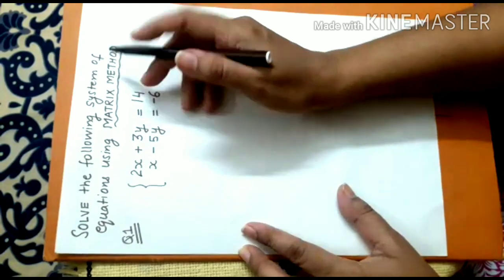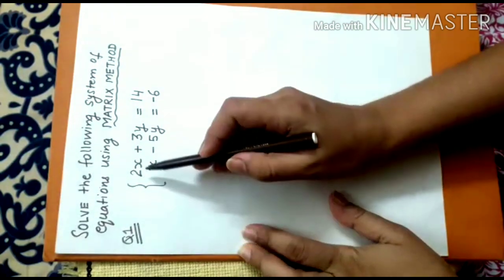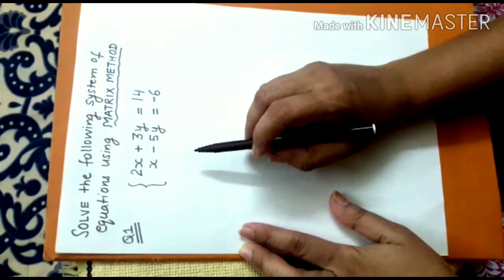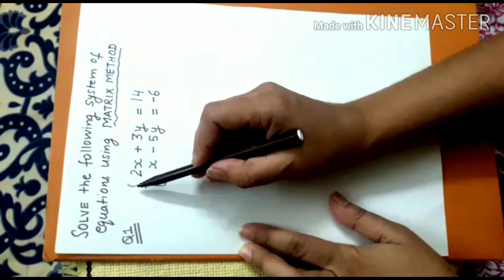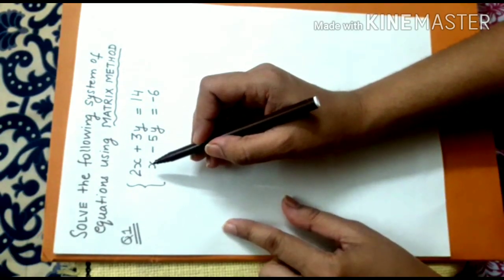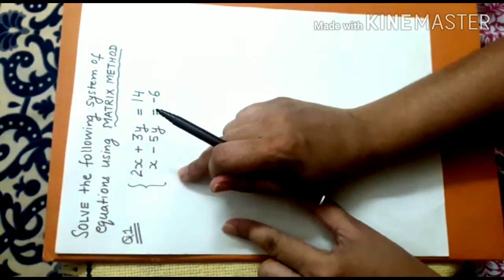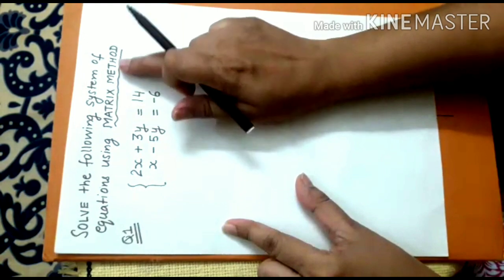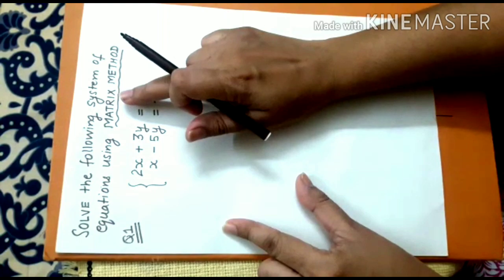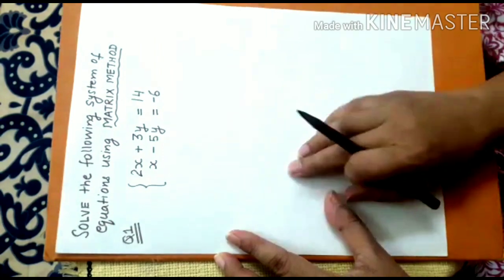The matrix method of solving the system of equations. So we are to solve this system of equations using the matrix method. We learned to solve this system of equations in class 10th using the substitution method and elimination method. Now we have to solve this system using the matrix method. As the name suggests, we are going to use matrices. So I'll explain the method through an example.